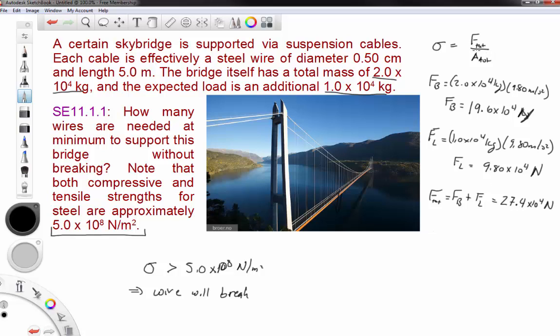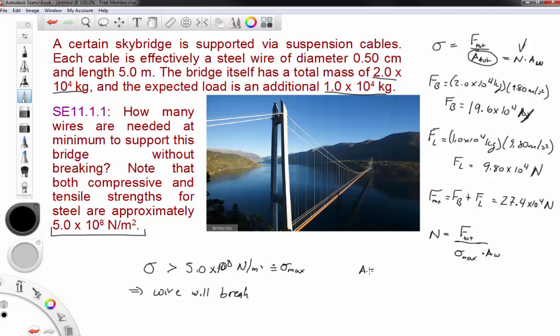All right, what about the area? Well, the area is actually something we can solve for, but this area is really going to be equal to the number of wires times the area for one wire. So ultimately, the thing that we want to solve for is N. We can rearrange this equation a little bit, and you can see that N is going to be given by the force total over sigma max, that would be the breaking point, times the area of a wire.